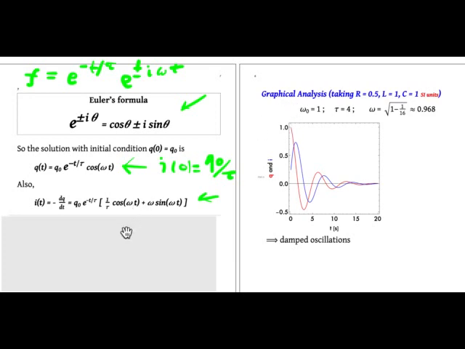And I can just plot this function. Let's take the value omega 0 of 1, the value tau is 4. Omega, remember, was the square root of omega 0 squared minus 1 over tau squared. That'd be 1 minus 1 over 16. So omega is a little bit less than the natural frequency without resistance. It's 0.968. This would correspond to resistance 0.5 ohms, inductance 1 Henry, capacitance 1 farad. So just some kind of generic values for the constants.